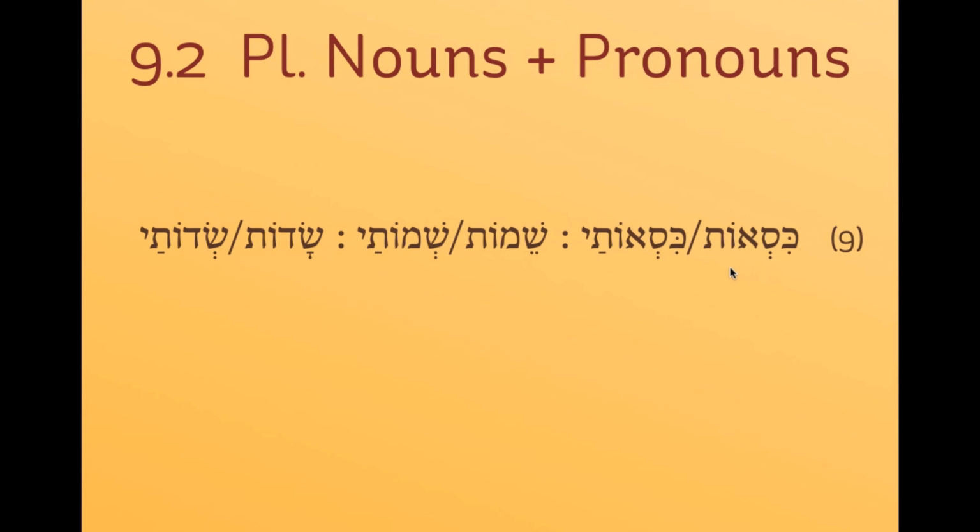Kise, kisot. My chairs, kisotai, where because the plural ends in oat, you can still see the oat ending even when you have an attached type 2 pronoun. Same thing with shem, shemot, my names, shmotai. Sadeh, sadot, also masculine, my field, sdotai.